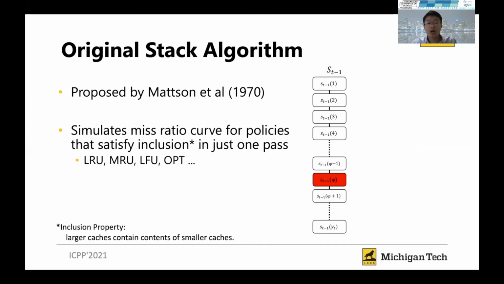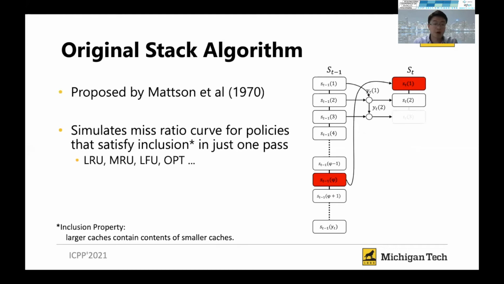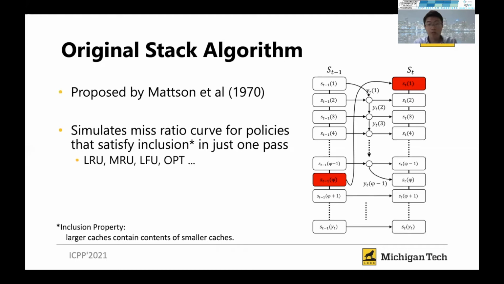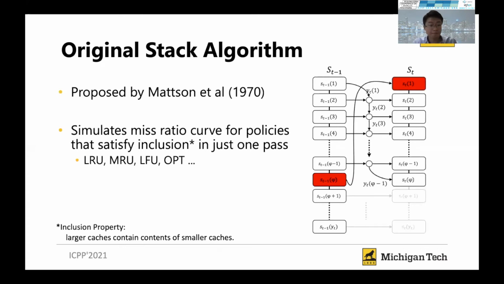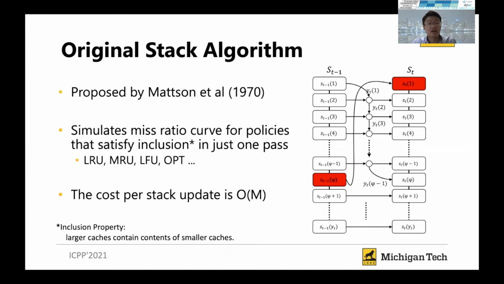Here we illustrate how the basic stack algorithm works. On reference to an object at stack position 5, we move the object to the stack top. Then we perform a linear scan through the stack and keep pushing the lowest priority object down the stack to position 5. This means that there is a linear time cost to update the stack for every reference.